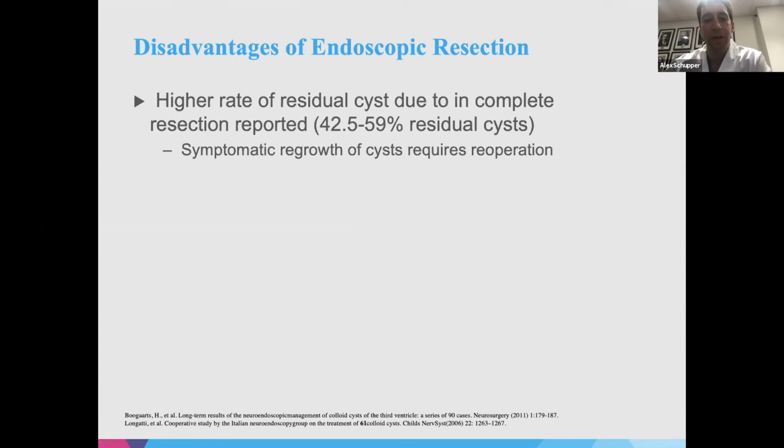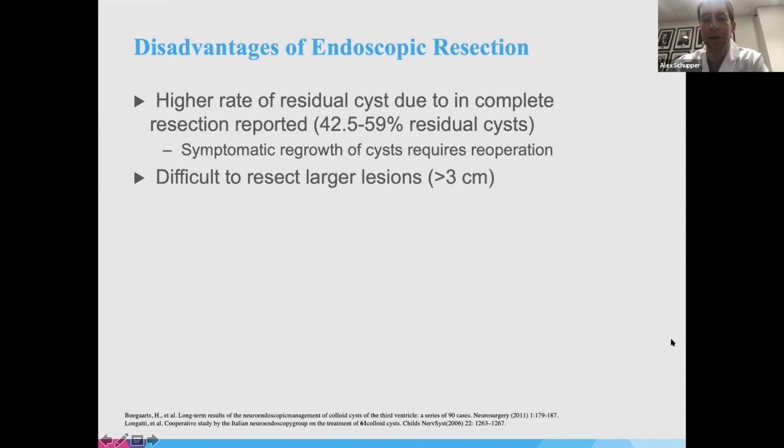So initially, it was reported that there's a much higher rate of residual cysts due to incomplete resection, with some reports showing upwards of 50, even close to 60% of residual cysts. And as we talked about before with the stereotactic aspiration, when we just take out the cyst contents and don't take out the whole wall, there is a big risk of recurrence.